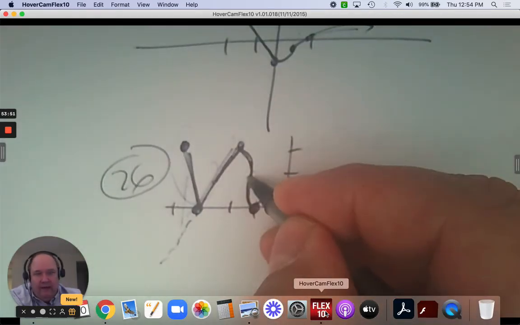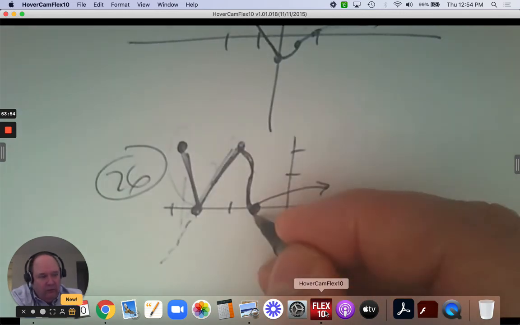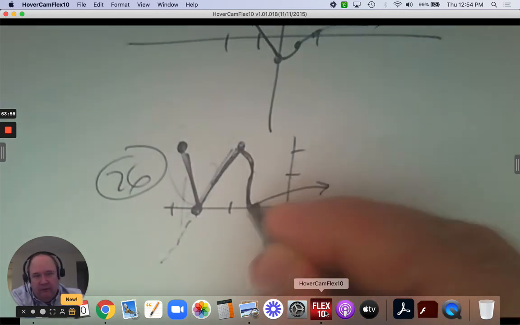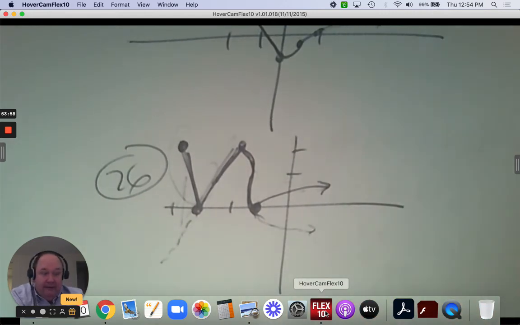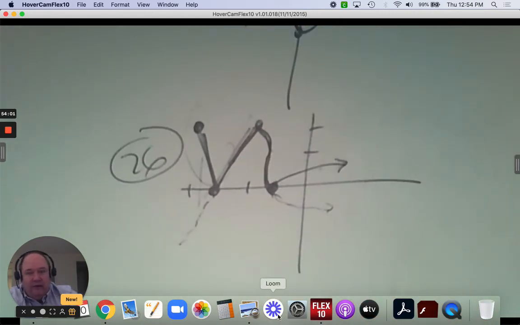So it has that curve, and then it doesn't curve below. It was curving down here, but it's reflected up, so that's what it looks like. All right, you've got to let it go. 27, it's going to be okay.